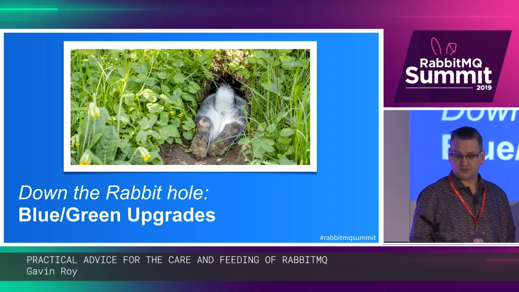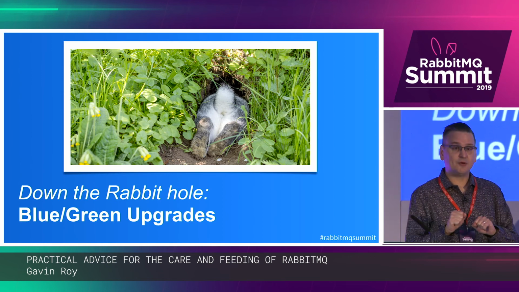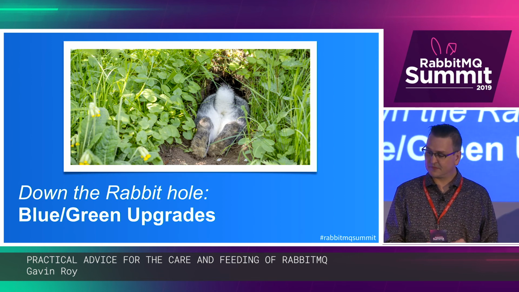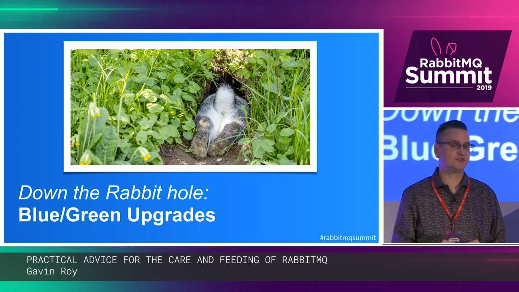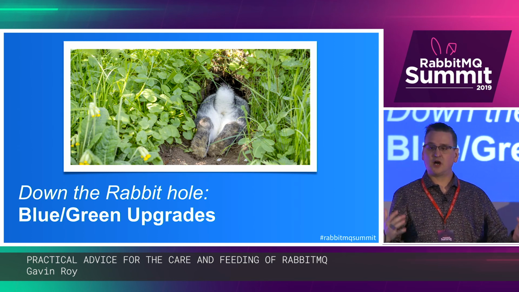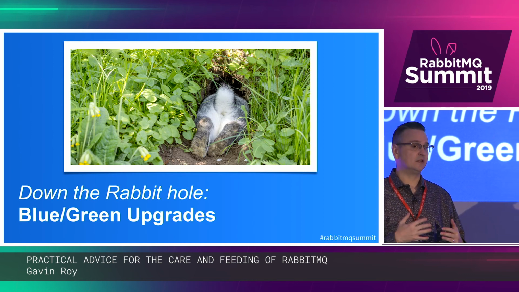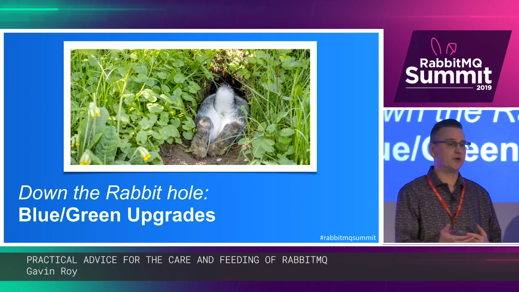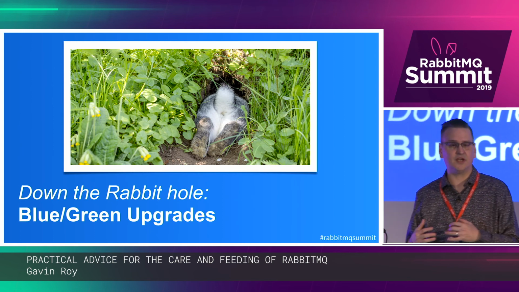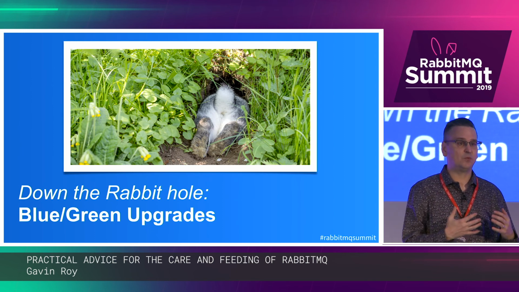Getting close here, I promise. We're going to go down the rabbit hole one more time. We're going to talk about blue-green upgrades, because this was another common theme that I found across environments. It's getting a lot easier, but it can be hard to upgrade RabbitMQ in production. How do you do it in a non-disruptive way?